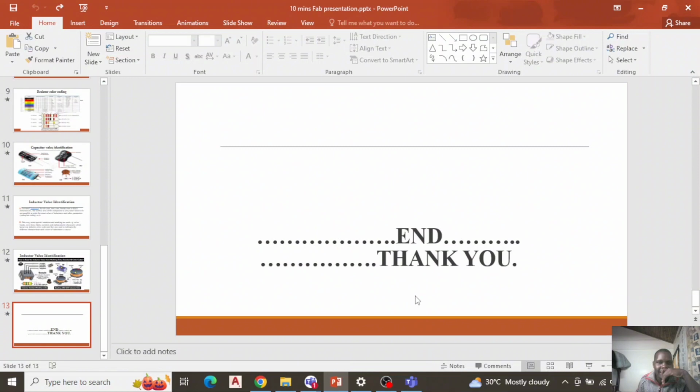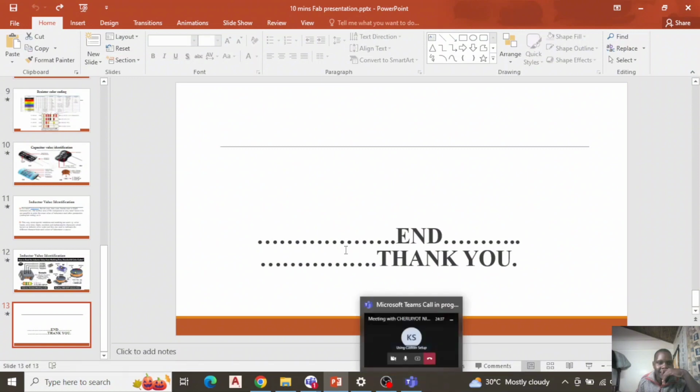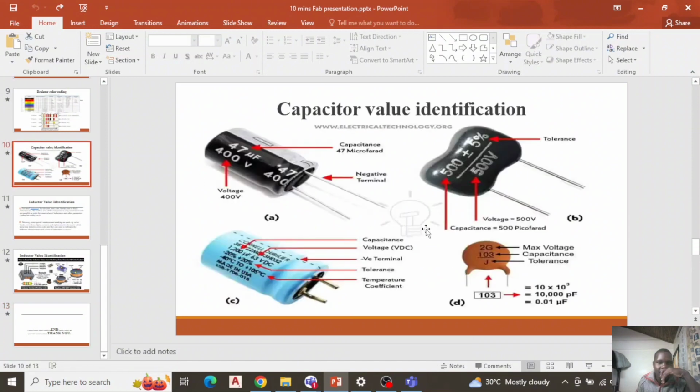What is the difference between an electrolytic capacitor and a ceramic capacitor? Okay, Jonah is asking about the difference between an electrolytic capacitor and a ceramic capacitor. As you are seeing from the display, an electrolytic capacitor is a capacitor in a cylindrical shape, while the ceramic one is something ceramic-like.